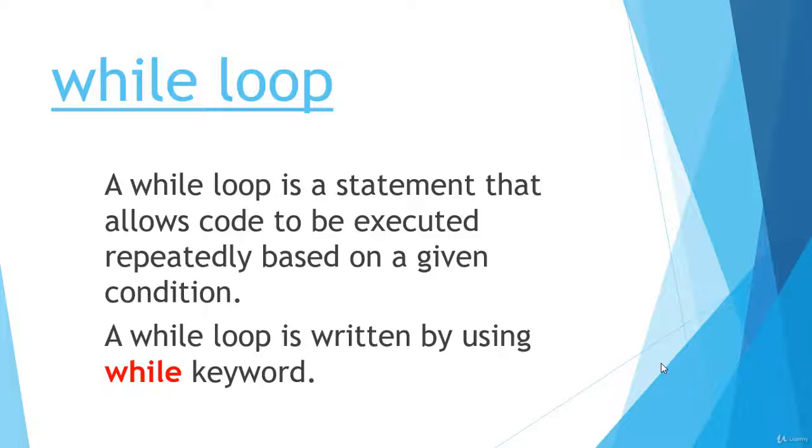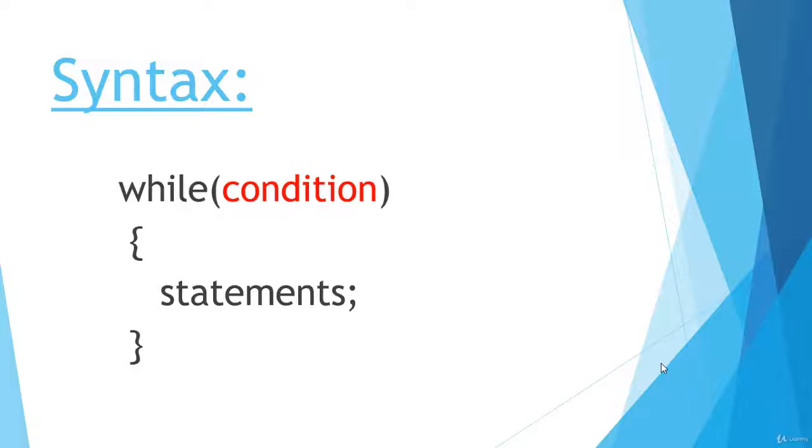A while loop is a statement that allows code to be executed repeatedly based on a given condition. A while loop is written by using the while keyword. Now look at its syntax. First of all, we write the while keyword, and then in the parentheses we give our condition, and after that we start the body of the while loop with two curly braces, and within the curly braces we write the statements for this while loop. If that condition is true, then the statements are going to execute, and they will execute until that condition is true. If the condition becomes false, then it moves out of the while block.